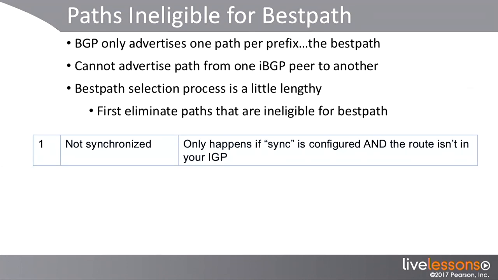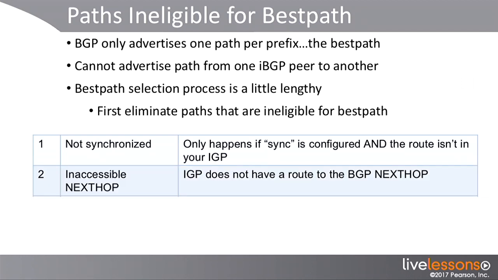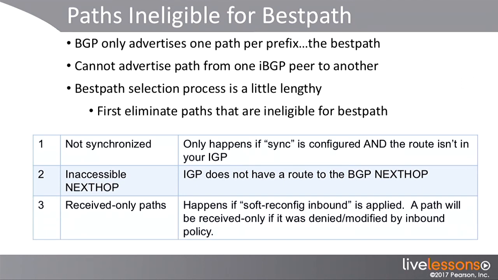The first criterion is not synchronized. If the sync or synchronization command is configured and the route is not present in your IGP table, that path is not selected for the best path selection algorithm. Inaccessible next hop. If the IGP does not have a route or the next hop to the path received becomes inaccessible or unreachable, then that path becomes invalid for the best path selection algorithm. Received only paths. A path that is filtered out using the inbound policy will only be considered a received only path. It will not be made part of the best path selection algorithm.